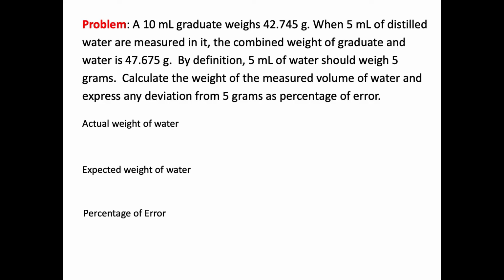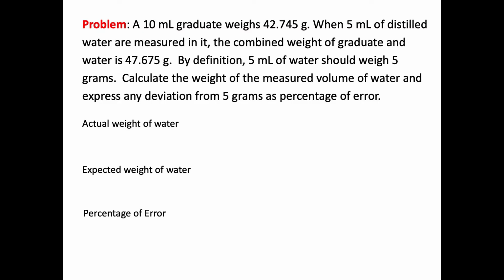Let's practice that with a problem here. This problem says that a 10 milliliter graduated cylinder weighs 42.745 grams. That's the actual weight of the glass cylinder. Now, when 5 milliliters of distilled water are measured in it, we put that on a scale and measure the combined weight to be 47.675 grams. Okay. Now what we know is by definition 5 milliliters of water should weigh 5 grams because the density of water is 1 gram per milliliter. So 5 milliliters should theoretically be expected to weigh 5 grams.